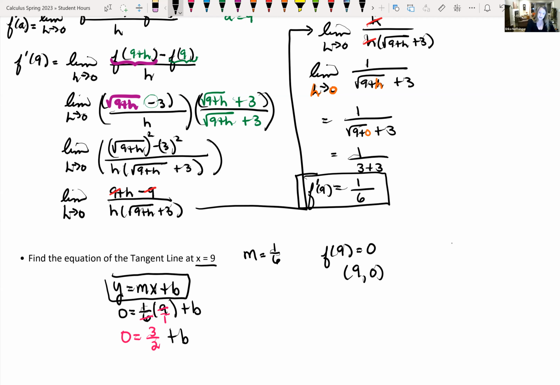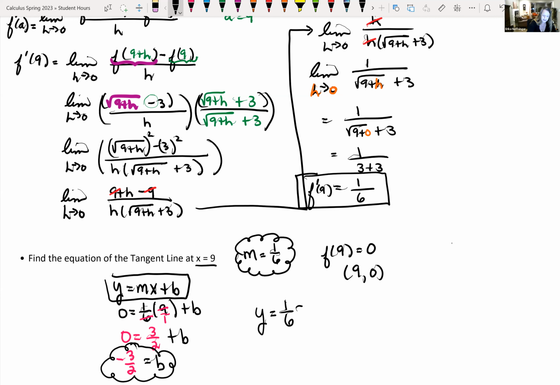So getting b by itself, I need to isolate b on one side of the equation, get everything else on the other side of the equation. So we're subtracting 3/2 on both sides. We get -3/2 is equal to b. So our y-intercept is -3/2 for the equation of the tangent line, and our slope is 1/6. So we know that the equation of the tangent line is y is equal to 1/6 x minus 3/2.